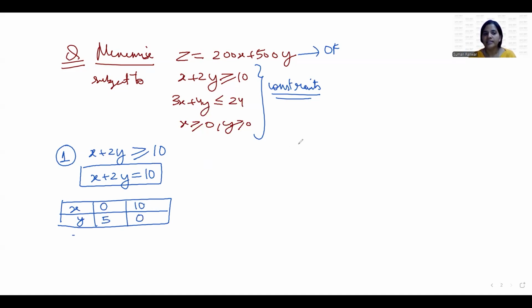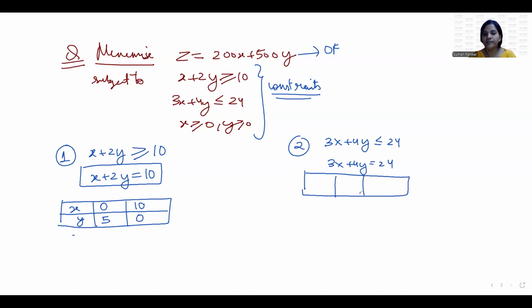Then the second inequality is 3x plus 4y less than or equal to 24. I write the equation 3x plus 4y equals 24. So what will we do? Again, x, y, input two values. We need only two values to draw a straight line. So put x equals 0, y will be 6. Put y equals 0, x will be 8. So now what is the next step? The next step, we will draw these lines. So let's draw these lines.